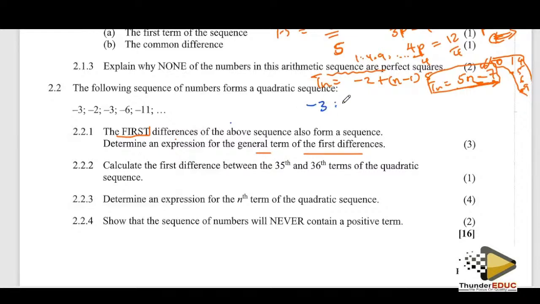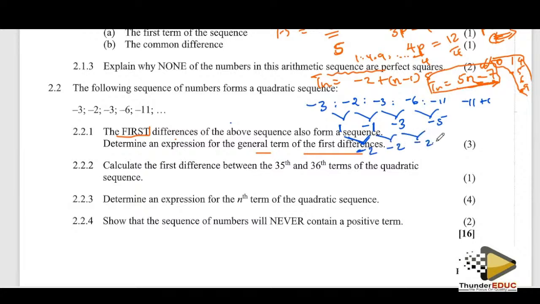Okay, so we have -2, we have -3, we have -6, and -11. So this and that is going to give us a 1. Okay, this and that gives us -1. Subtract this and that, we get -3. This and that, we get -5. So when we look at this, that's -2, -2, and then -2. So our common difference is -2, but then our first term is a positive 1.